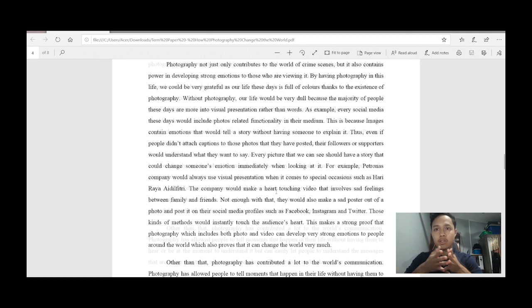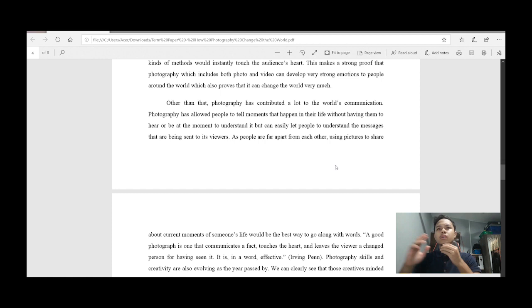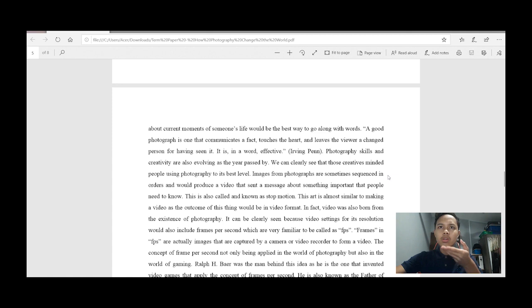And then for the next body, I also want to tell that photography has contributed a lot to the world's communication, because as we can see, there are some photos which have acts in them, or have some events happening in them. There are messages involved in the photos, which make the photos some sort of communication tools or mediums for people to understand what kind of messages they want to send, what they want people to hear, what they want people to understand.